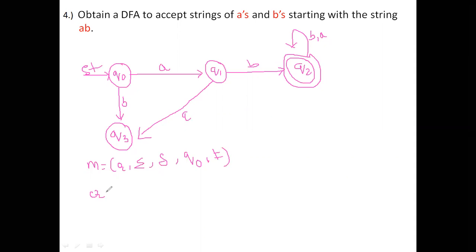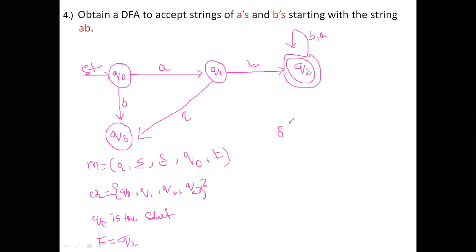Then Q will be equal to what? Q will be equal to Q naught, comma Q1, comma Q2, comma Q3. Then what about Q naught? Q naught is the start state. Then final state F is equal to what? Final state Q2, right? Now you need to write the transition for this particular DFA.